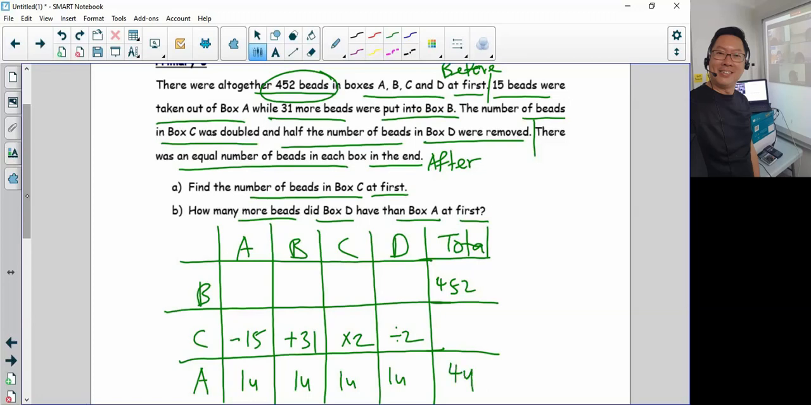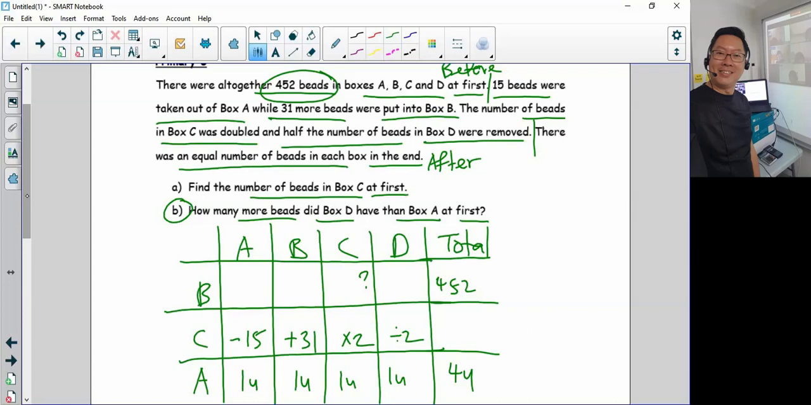Okay? And find the number of bits in box C at first. So how many bits in box C? Question mark. So this is where I put the question mark for part A. And how many more bits did box D have than box A at first? Now for part B, I have difficulty putting the question mark. So if I have difficulty putting the question mark, then we don't have to put the question mark, right? Don't force yourself to put the question mark inside if we don't know how to put. Okay, and the table is done. Finish. Yeah, no solving, just put numbers inside.